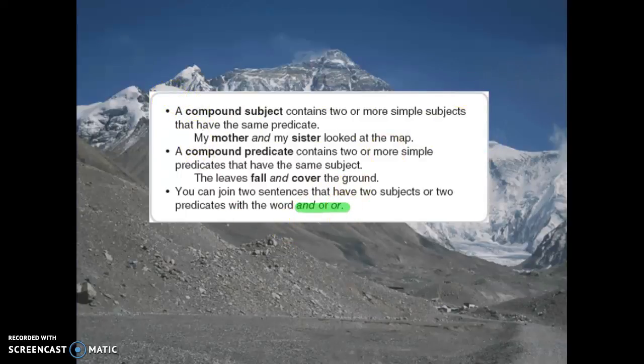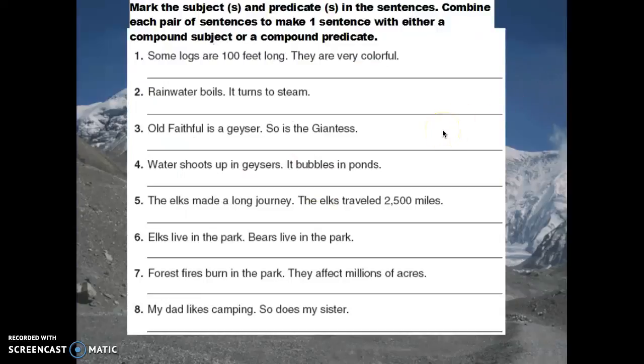Let's take a look at your practice for today. Boys and girls, this is grammar page 14. However, I am changing the directions a bit. As you complete grammar page 14, these are the directions I want you to use. First, mark the subject or subjects, there could be more than one, and the predicate or predicates, there could be more than one in the sentences. You can mark the subjects with an S and the predicates with a V.